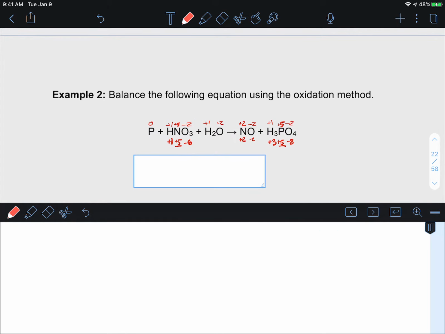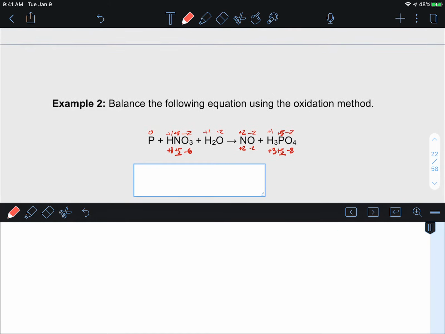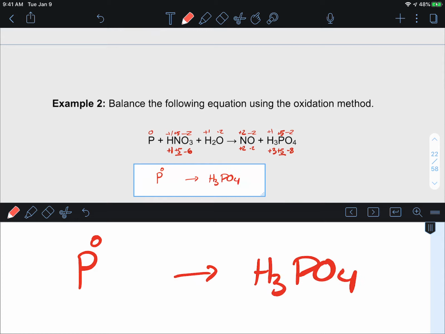All right, so now we need to double check that the elements being oxidized and reduced are balanced with each other. So we have a 0 phosphorus, which goes to this H3PO4, and that one's plus 5. So right now, element-wise, they're balanced, and we can think that this is producing 5 electrons.